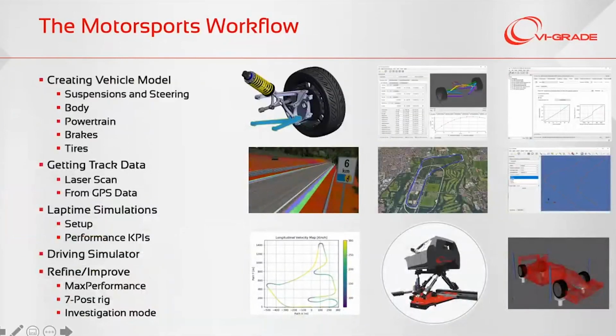So basically, just summarizing the different steps that are taken to come up with the final setup, we start from the creation of the model, which consists in implementing the different subsystems data, and this can be done collecting information from a variety of sources, putting together track data, and this can be done either using laser scan information when available, or in cases where it is not possible, just relying on GPS data, or even basic data retrieved from Google Maps, Google Earth.